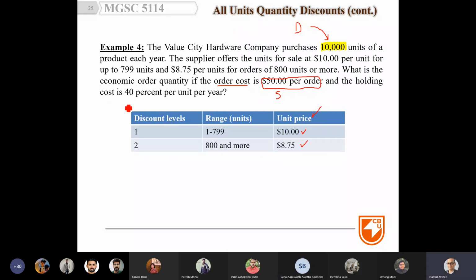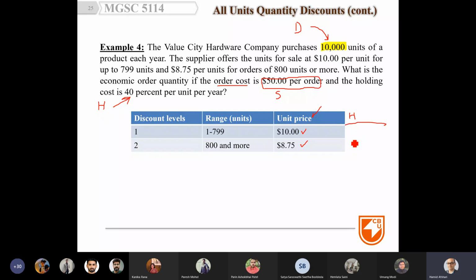Do you see that? Which parameter is it talking about? It's talking about H, the holding cost. So this is 40% of what? Of unit price. So if I add a new column here and call it H, I'm just adding a new column.